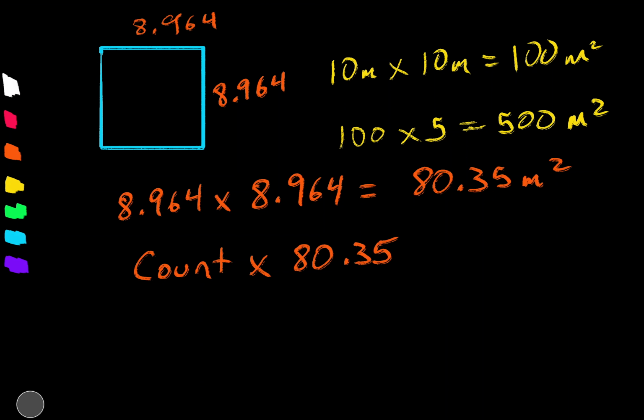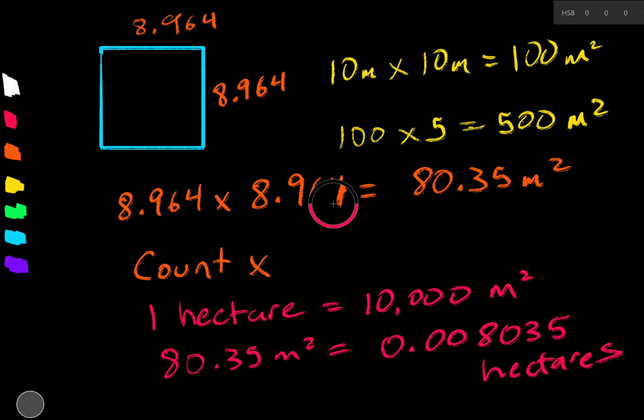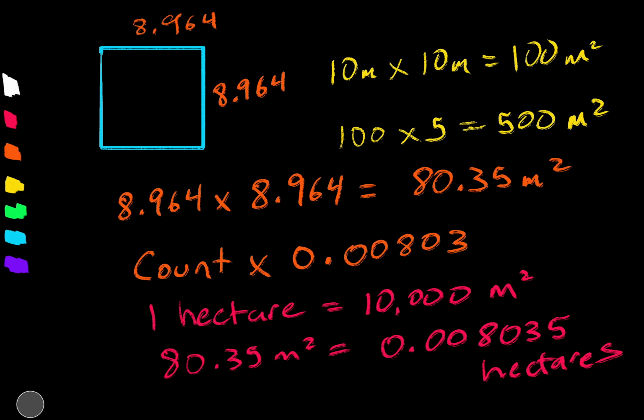However, according to the written instructions, we want the area in hectares. A hectare is a unit of measurement that represents 10,000 square meters. To convert meters to hectares, you have to divide by 10,000, or you can just move the decimal place to the left 4 times. So 80.35 square meters is equal to 0.008035 hectares. That means to get the area in hectares, you would multiply the number of pixels by 0.008035. Let's try it out.